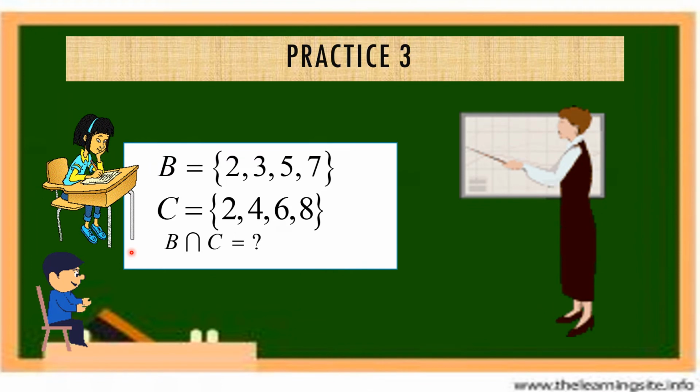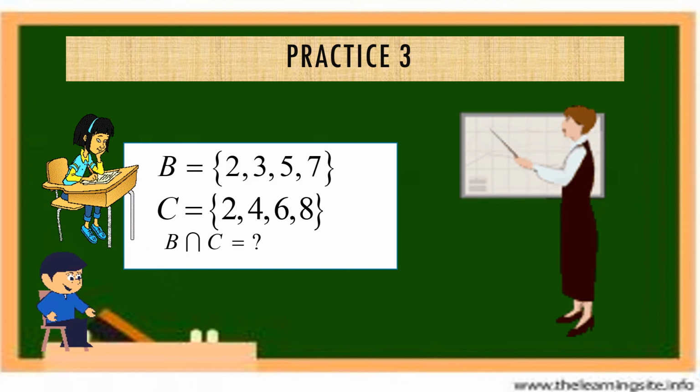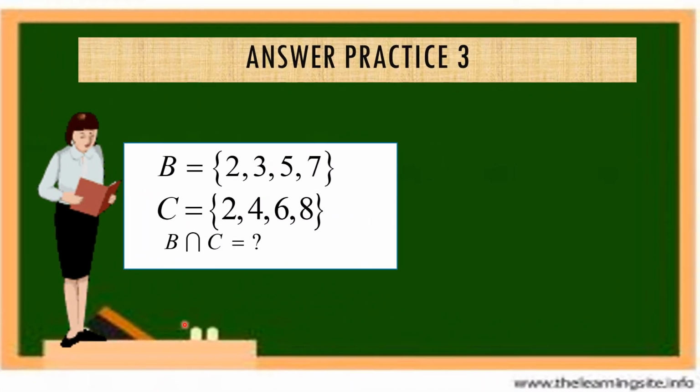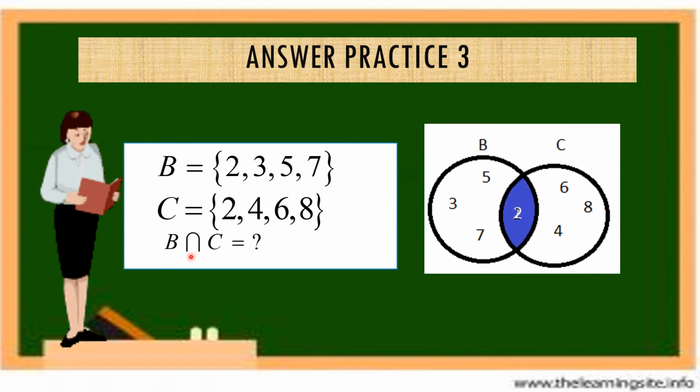We have practice 3. B intersection C means all the elements common to both set B and set C. We need to answer practice 3. We have B intersection C. So what is our answer? Our answer is a set whose element is only the number 2.